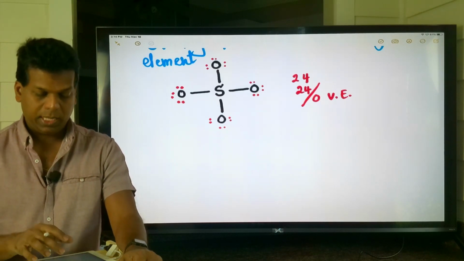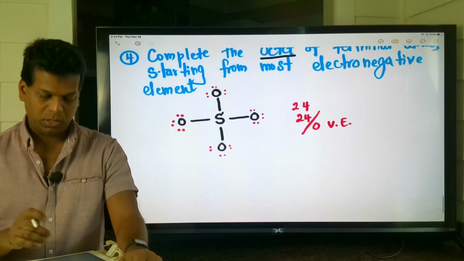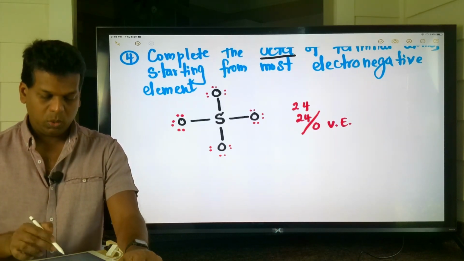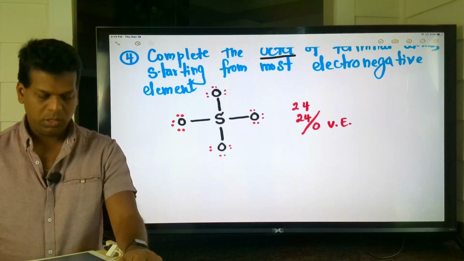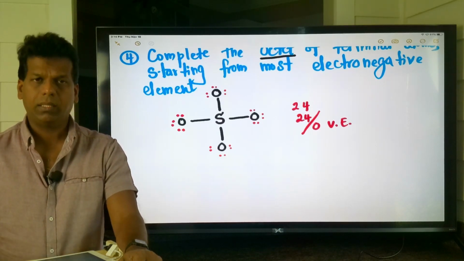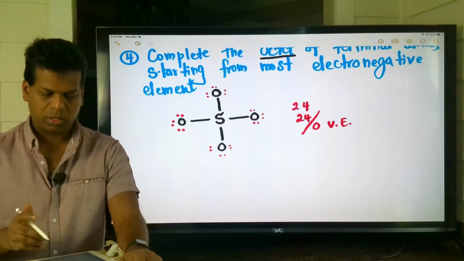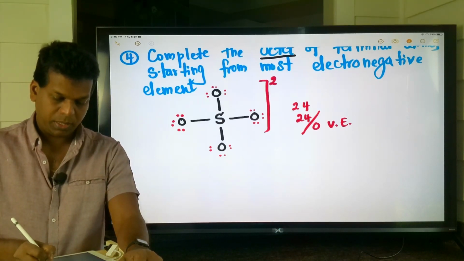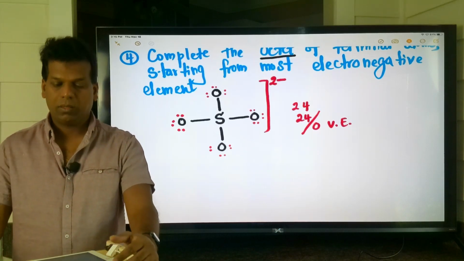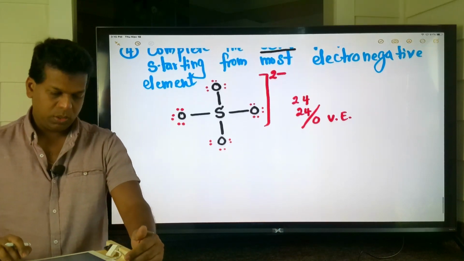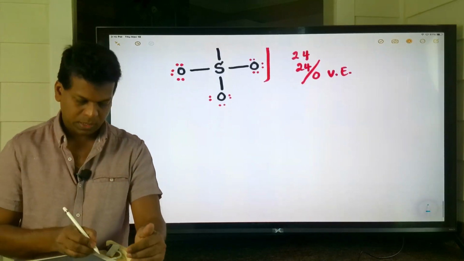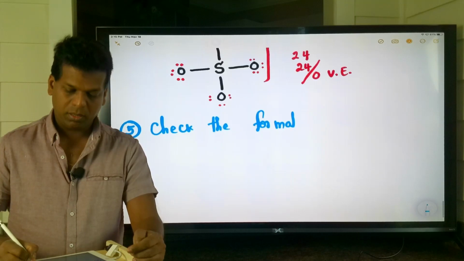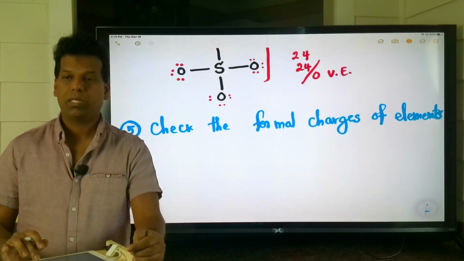Now once you do this, you have to check whether your elements have 8 electrons. All the oxygens have 8 electrons. The sulfur has 8 electrons, but still this is not the right structure. So let me put the charge here. It is 2 minus. So this is not the right structure. So the next thing you need to check is formal charges. You have to check the formal charges of elements.